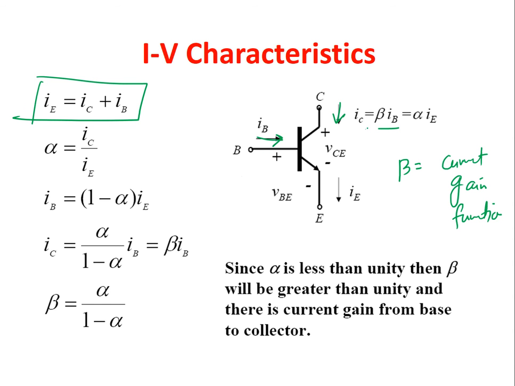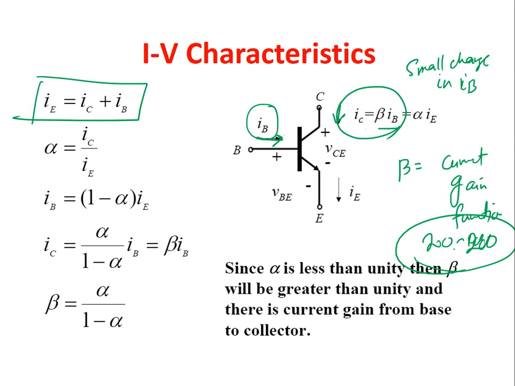What is this telling us? That the collector current is highly dependent on the base current. A small change in IB will produce a huge change in IC, because of the current gain. The typical value of the current gain is usually between 20 and 200. So with a very small change, we will get a very huge collector current. This is one relationship, or we can also define beta as IC over IB, the ratio of the collector current over the base current.